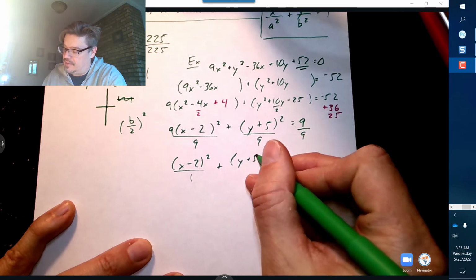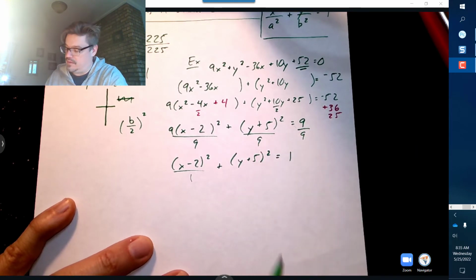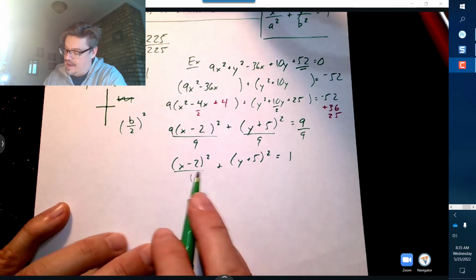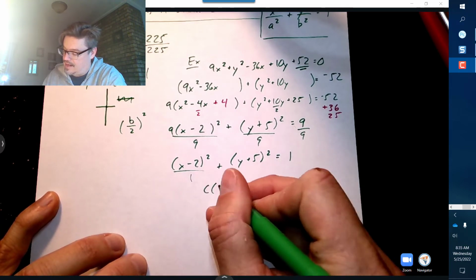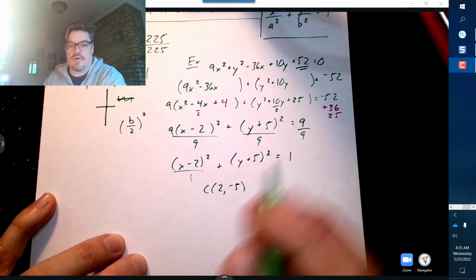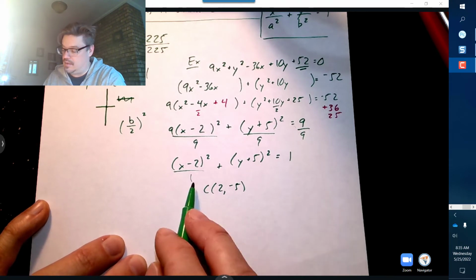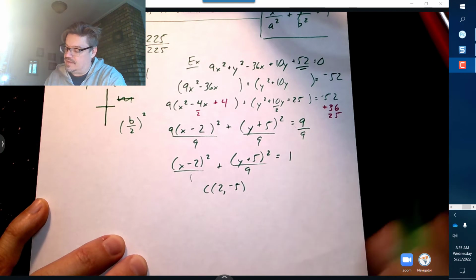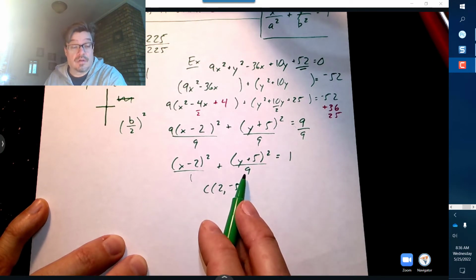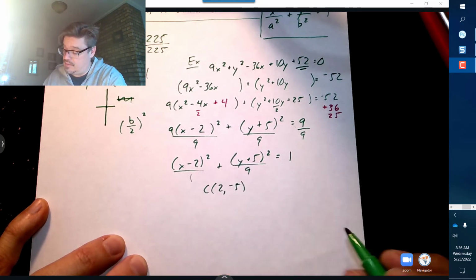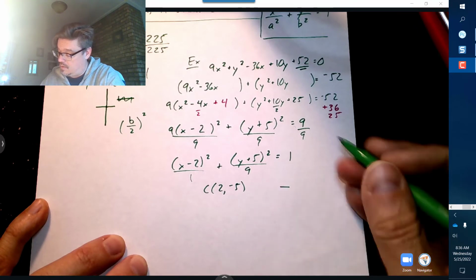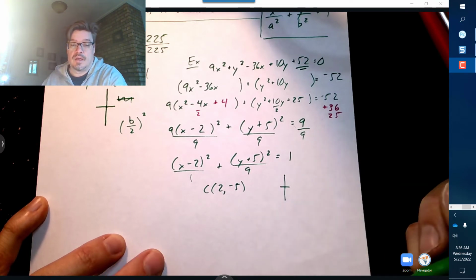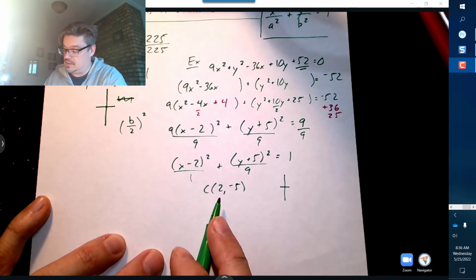And now what you've got is you've got it set equal to 1. You've got your center now at +2, -5. You'll go across 1 unit, and this guy, oh, missed the 9, this guy will go up and down 3. So he'll go over 1, he'll go up 3. And the center is at this location.